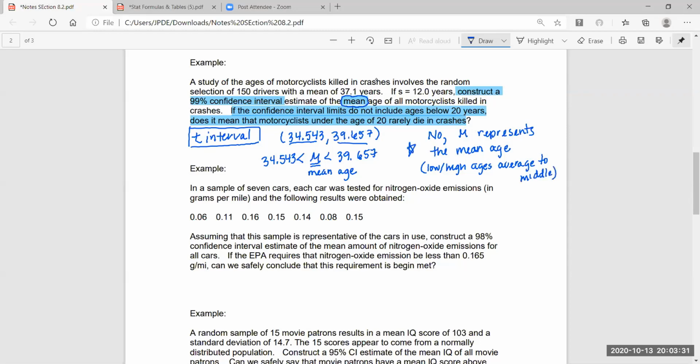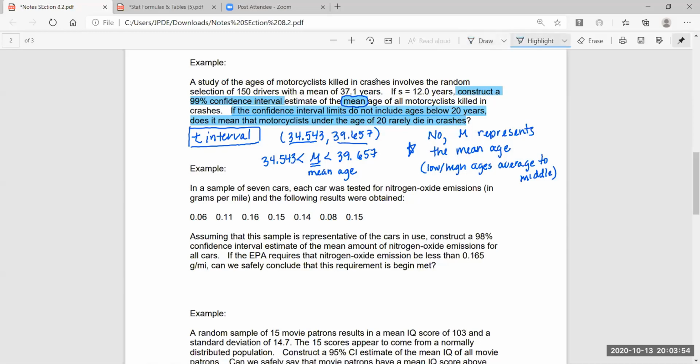And this conclusion is important. Figuring out the interval is one thing. What that means is what's important. So we're doing the number crunching, but then we're applying it to a context. And you have to interpret what you found and understand what it's telling you. Okay, next example.